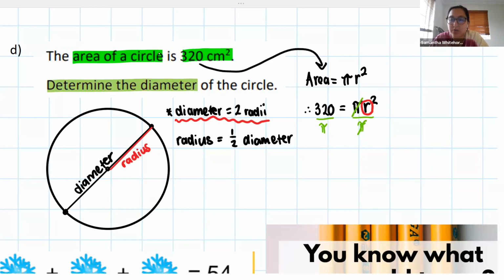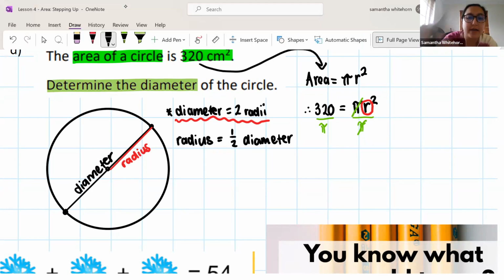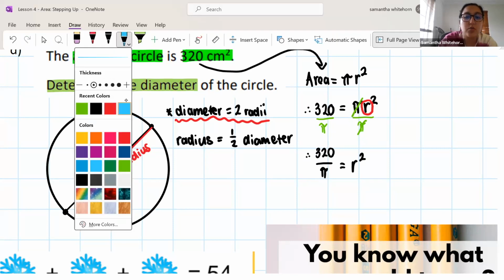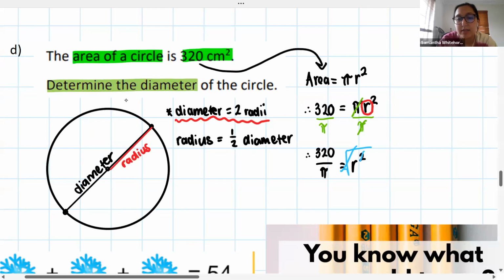We can't write down all of its decimals. So it is actually a number. We just use a symbol to represent it. So what I now have is the fact that 320 divided by pi is equal to r squared. Now again, same as the square, I don't want r squared. I want r. So we're going to square root both sides in order to get rid of that squared.